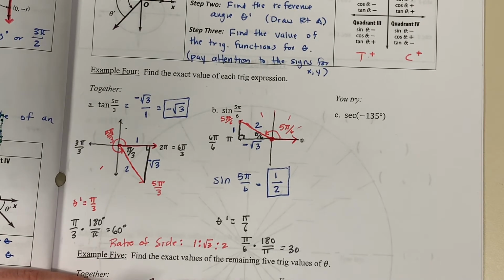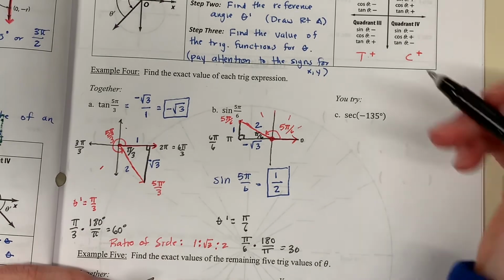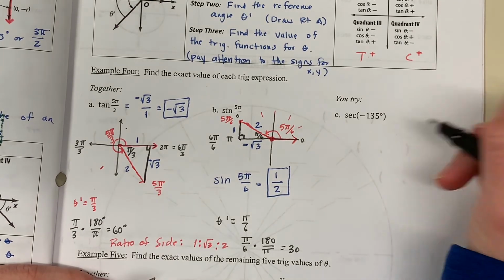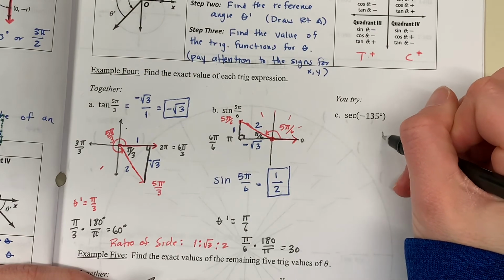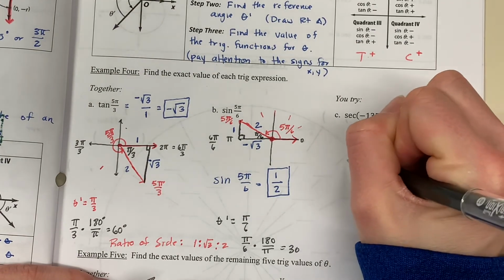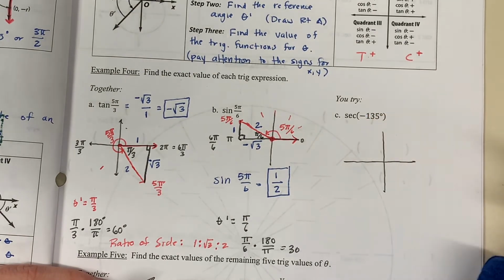Okay, last problem, letter C. Go ahead and pause the video, try it on your own. When you're ready, hit play, and I'll go through it with you. Okay, secant negative 135 degrees. The first thing I need to do is draw the angle in standard position.